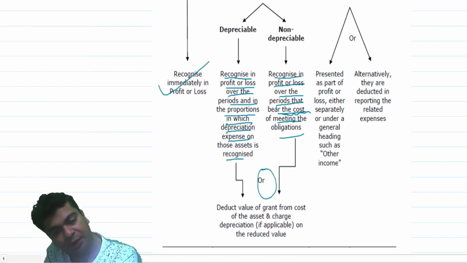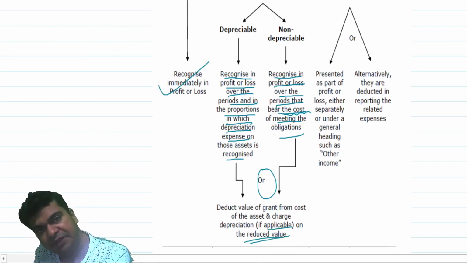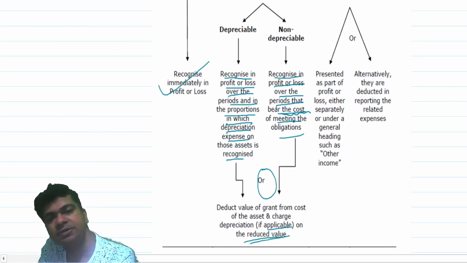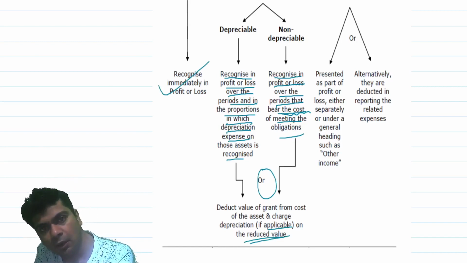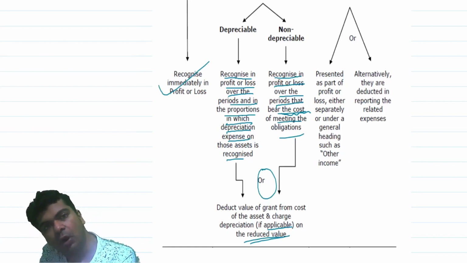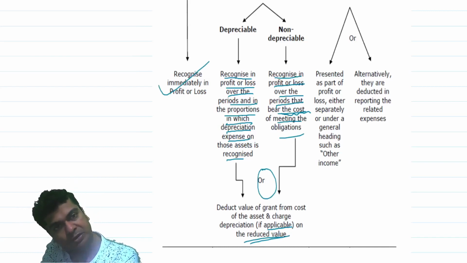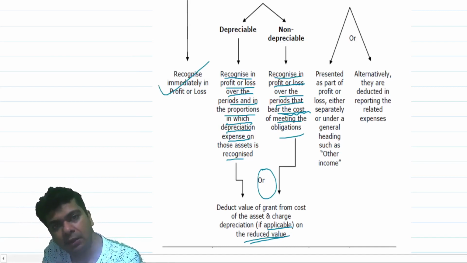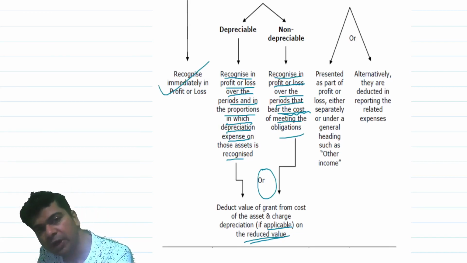Or, alternate treatment, deduct the value of grant from cost of the asset and charge depreciation if applicable on the reduced value. If the asset is depreciable, then whatever is the difference, on that you charge depreciation. If it is non-depreciable, then forget it. For example, you are getting government grant for a land and I want to follow the alternate approach. Whatever grant I have received, I will deduct it from the cost of the land and then I will show land at the net cost. But then further there will be no provision for depreciation.